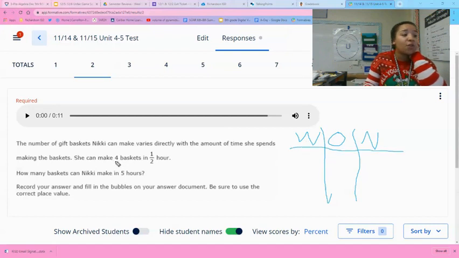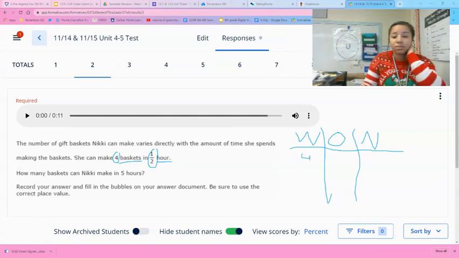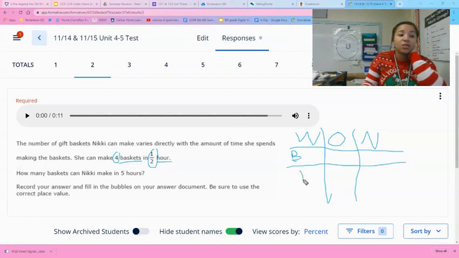So we know that she makes 4 baskets in a half an hour. Our words are going to be baskets. I'm going to put B for baskets and H for hour. So she makes 4 baskets in 1/2 an hour. So half an hour. How much does she make with 5 baskets?